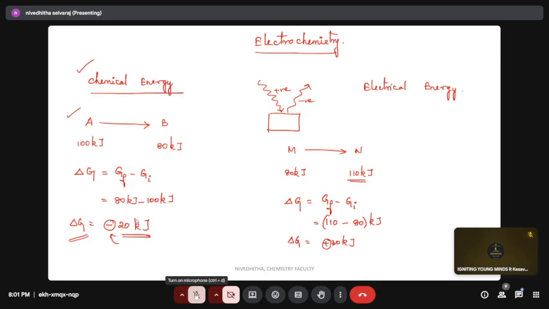Fine. Shelby? Any guesses? Why, for a spontaneous reaction, does delta G have to be negative? Ma'am, during natural reactions, the energy is mostly released. Yes. Why does it have to get released? The answer is perfect, but why does it have to get released?